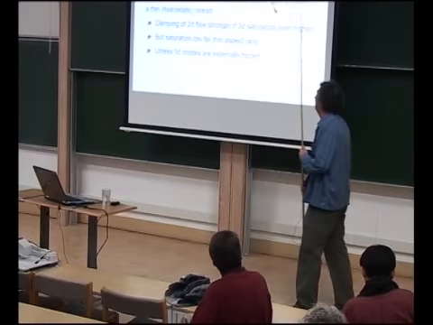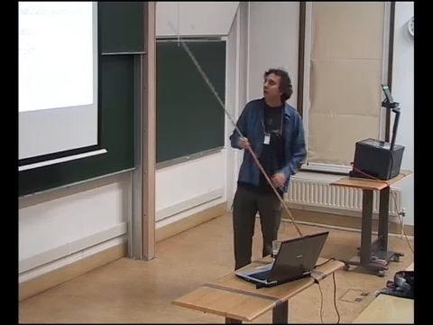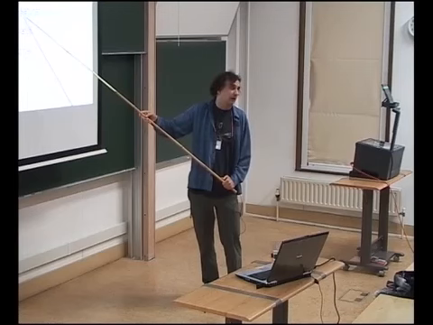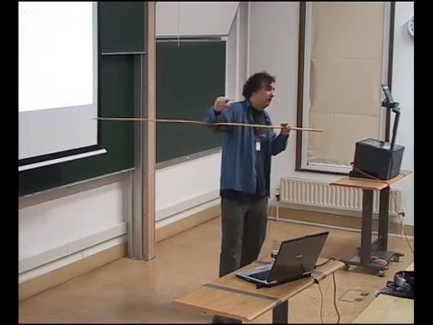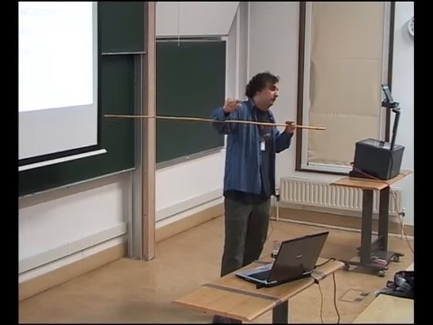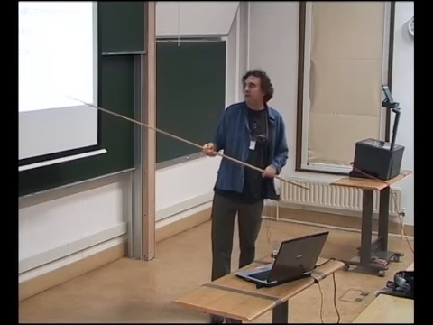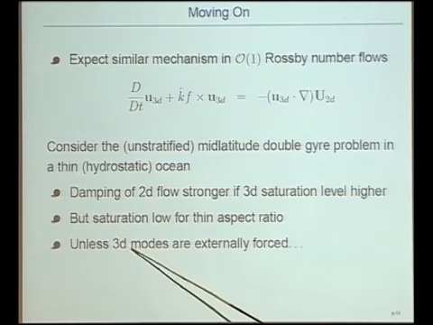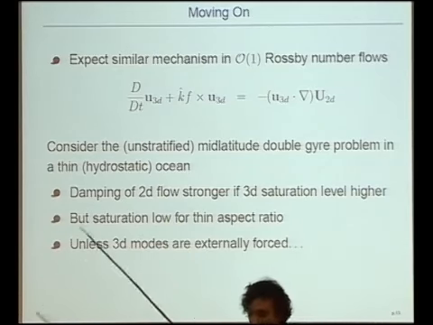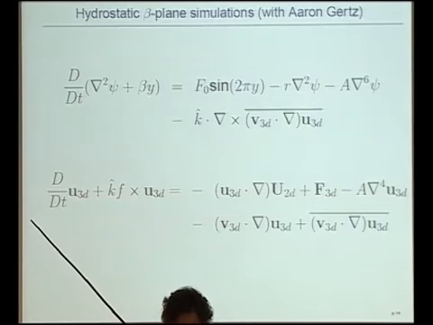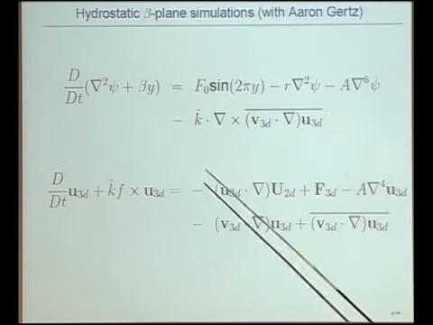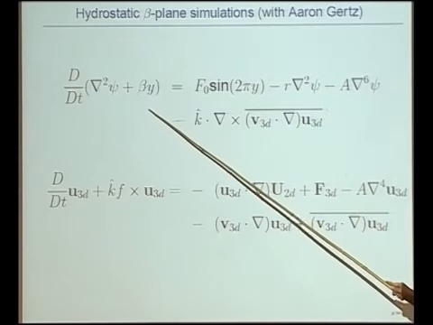We expect this sort of energy transfer from 2D to 3D and then a cascade down to dissipation to be relevant only in the measure that the 3D perturbations saturate at a relatively high level. But if I'm going to a thin aspect ratio ocean, presumably they'll saturate at a very low level. So what I'm going to do is cheat. I'm going to force the 3D modes by applying a sort of stochastic forcing at large scales.